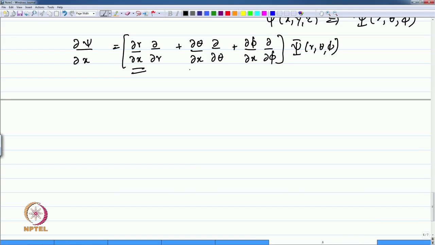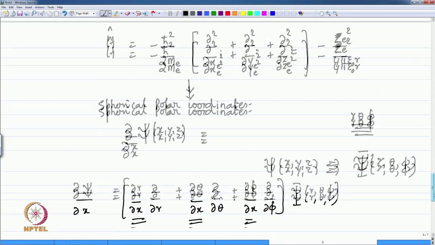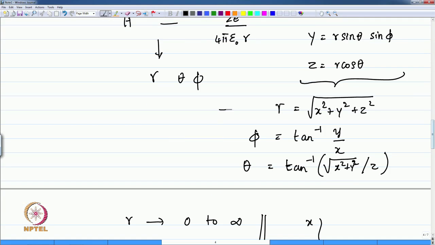And of course, you can calculate ∂r/∂x, ∂θ/∂x and ∂φ/∂x from the inverse relations that you already have. From this you can calculate the derivative of r with respect to x, y and z, the derivative of φ with respect to x, y and z, and the derivative of θ with respect to x, y and z.